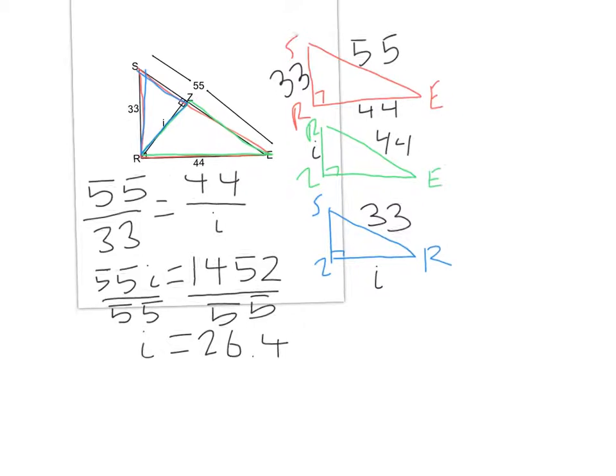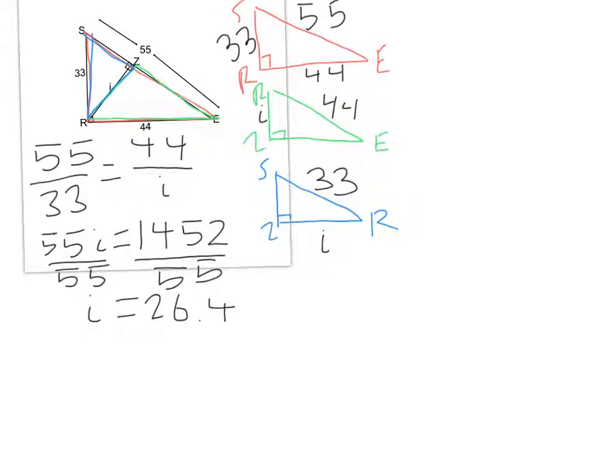It's worth noting that we could set up our proportion another way. So if we wanted to check our work for this, we could try using our proportion in our blue triangle too, just to make sure that we really did get the right value for I. So if we were to set that up, we would match 55 over 44 and 33 and I. So let's just double check that proportion here. So we'd have 55 over 44 is equal to 33 over I.